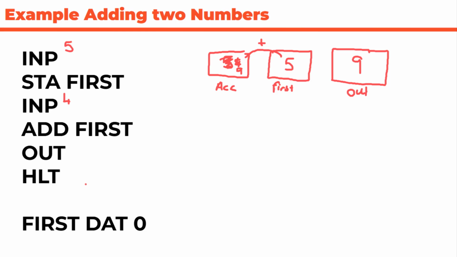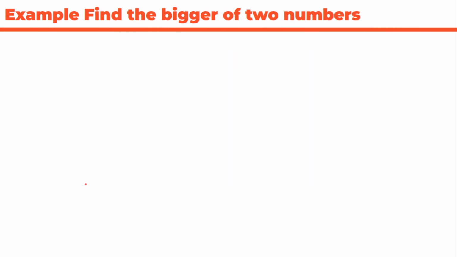So let's make it a little bit harder. In this next example, we're going to find the bigger of two numbers, and when you ask students how you would even go about doing this using the predefined commands that we've got, just remember we can only store, we can load, we can add, subtract, and we can check if things are positive, and that's about it. So how are we going to do this?